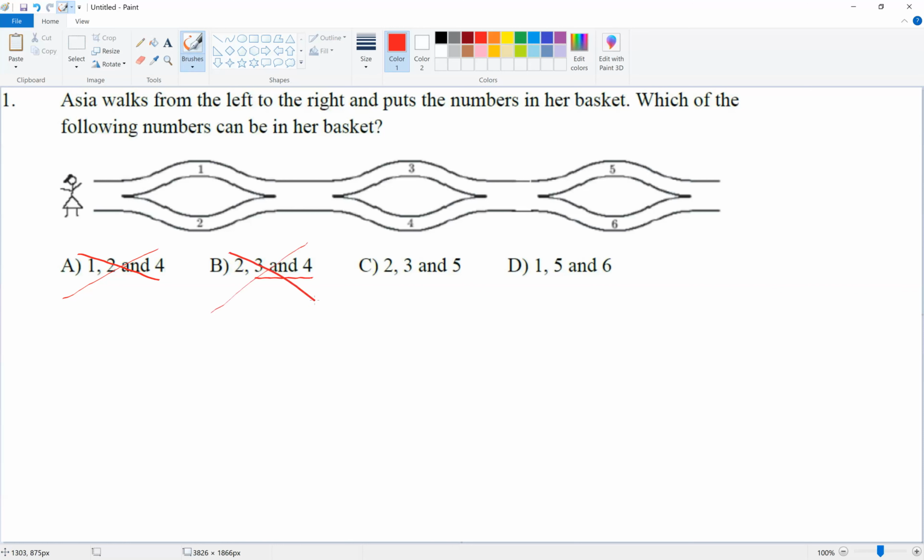C, I tried it and it worked because it's 2, 3, and 5. And then I tried number D. I did D, but that didn't work because 5 and 6 face each other. So the correct answer is C. Yep, you got it. Perfect explanation.